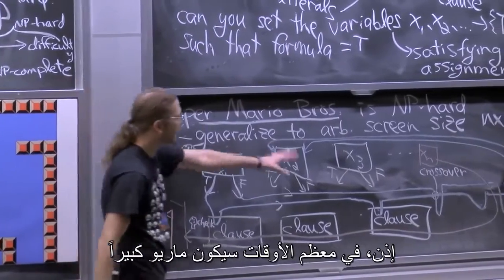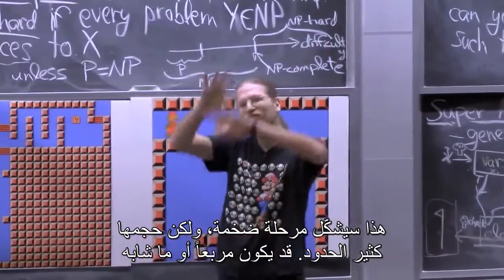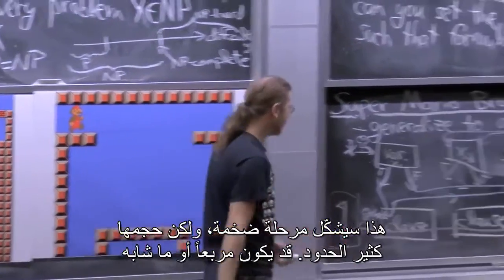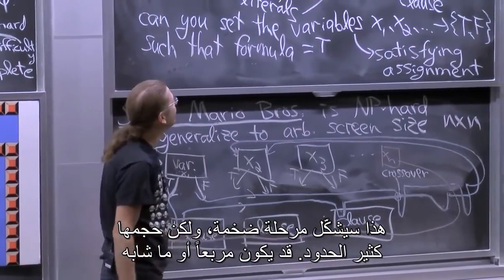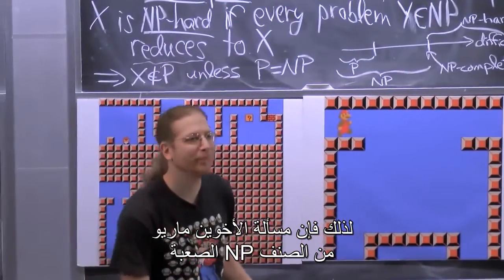So most of the time, Mario's big. And just in these little crossovers, you have to make these decisions. This would make a giant level, but it is polynomial size. Probably quadratic or something. OK? Therefore, Super Mario Brothers is NP-hard.